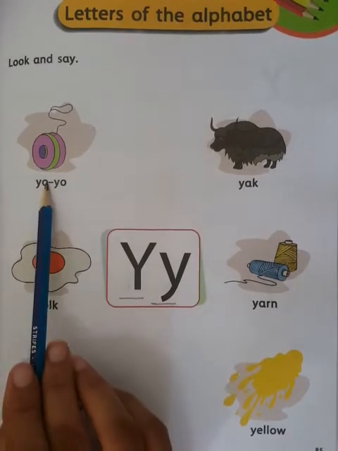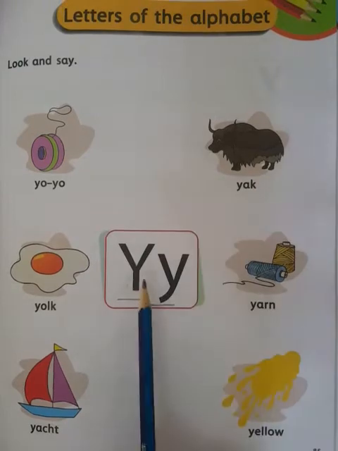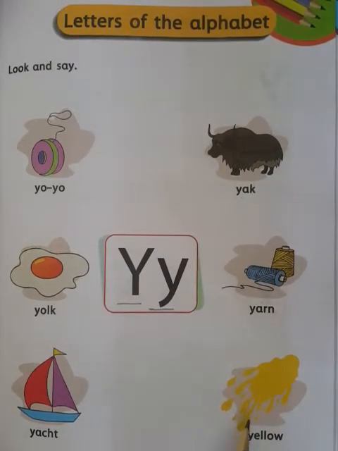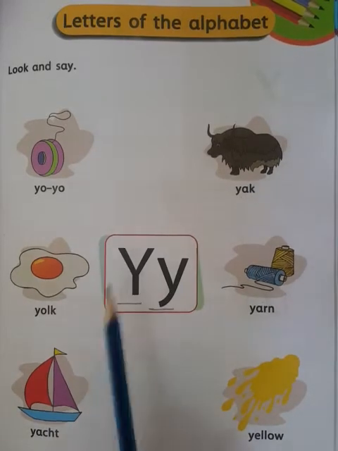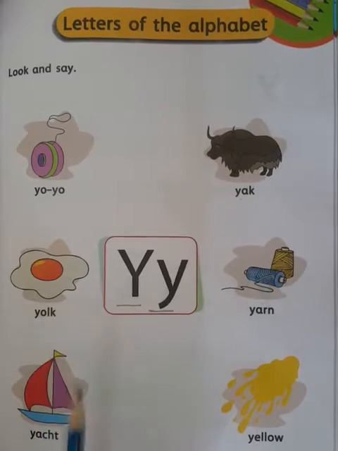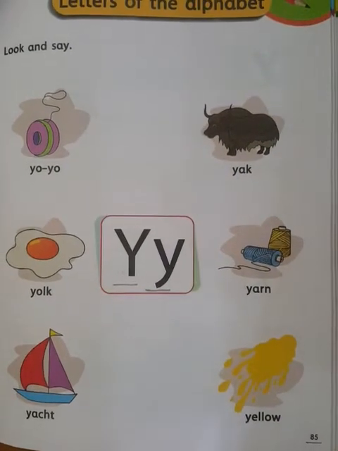Y for yo-yo. Yo-yo is a toy. Y for yak. Y for yarn. Y for yellow, yellow color. Y for yacht and Y for yolk. Children, yolk is an egg pulp, okay? So children, identify all these pictures in your 2A book, page number 85, okay?